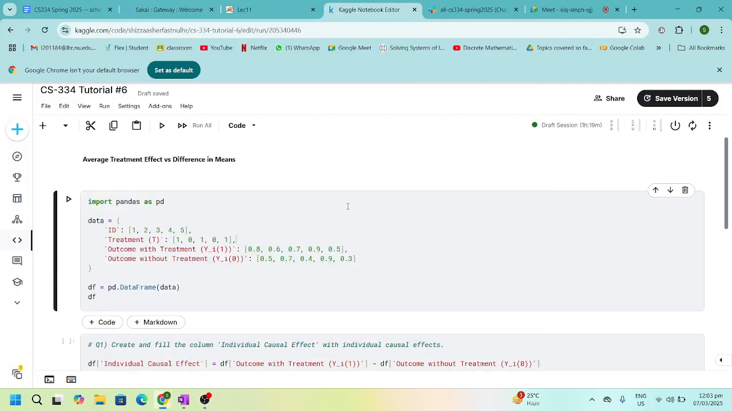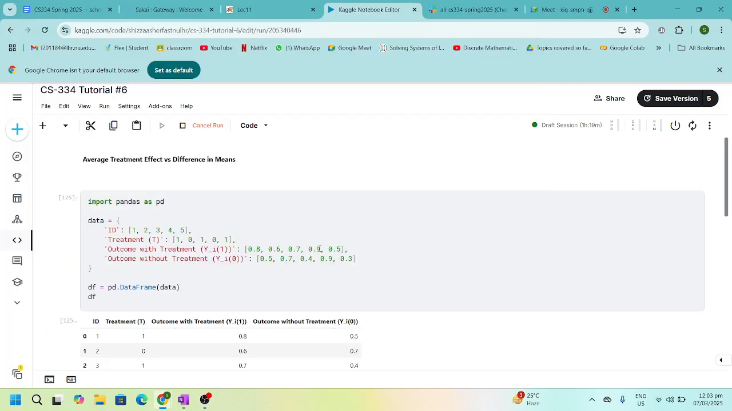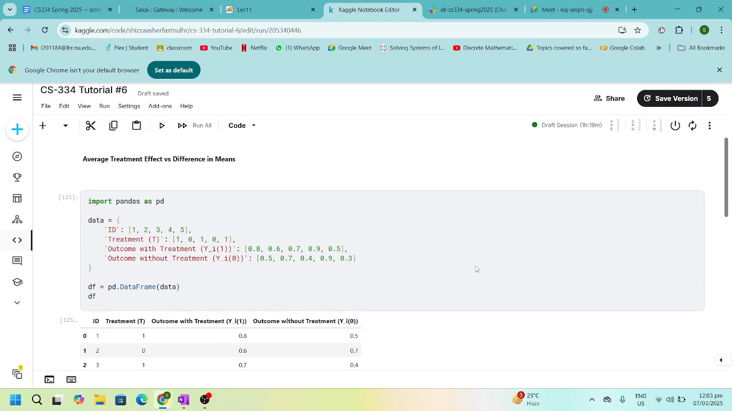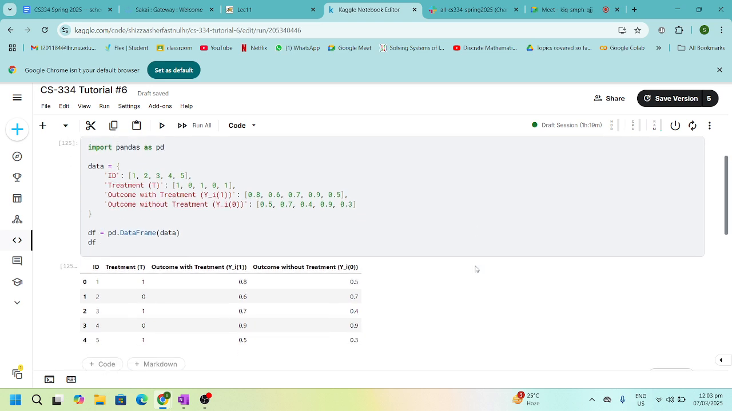All right, let's begin. So I have a simple data frame that I am creating. Today's session is going to focus on causal inference, the topics that have been covered in class already. So I have a particular set of IDs for people ranging from 1 till 5.